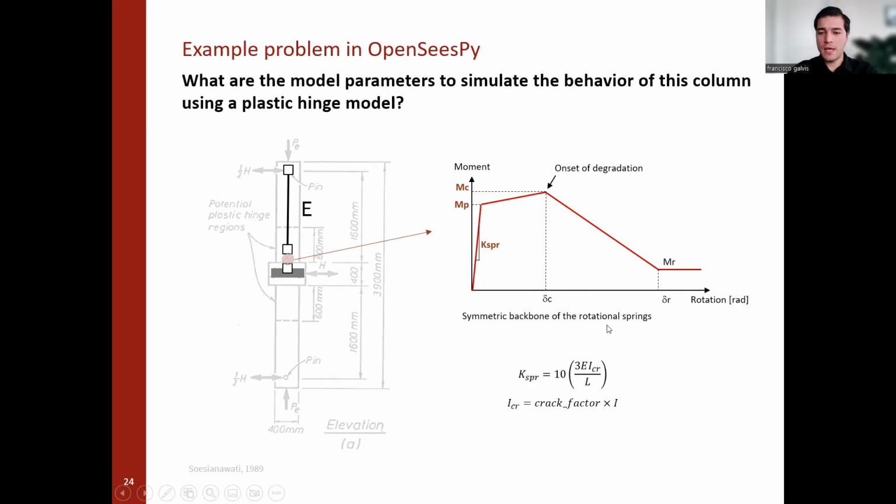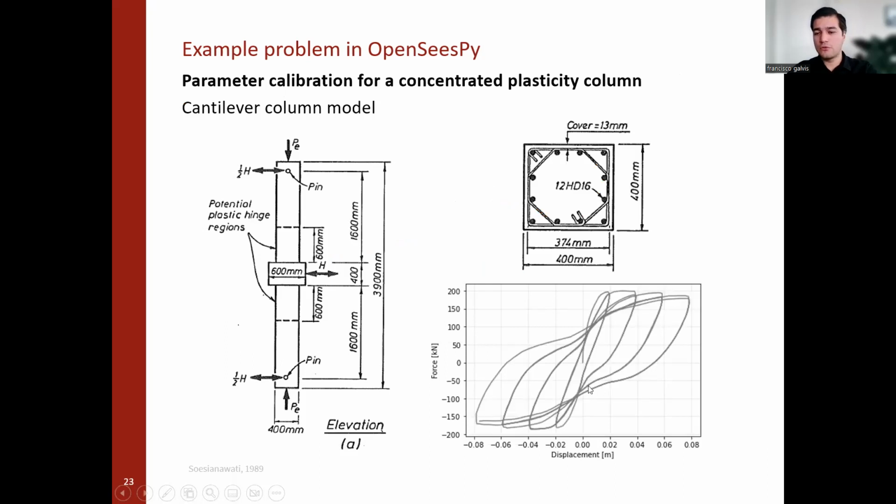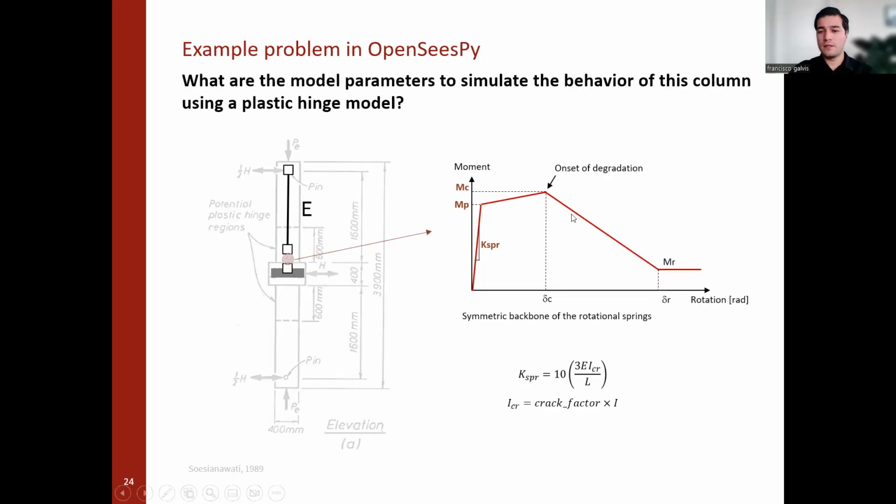From those 6 parameters, if we go back and look at the results of the experimental test that we are using to calibrate our model, it's evident that we have no information whatsoever from this test to calibrate the 2 latter line segments of our model. We didn't push the column far enough during this experimental test to have an idea of where the onset of degradation is, or how steep the degrading slope is, or how much is the residual moment, and at what point in rotation you start reaching that residual value.